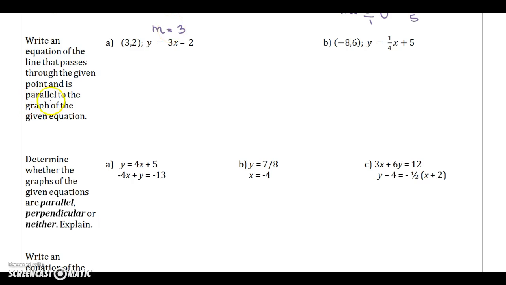Now, parallel, super duper important to me, because looking up on top, I know that parallel lines have the same slope.